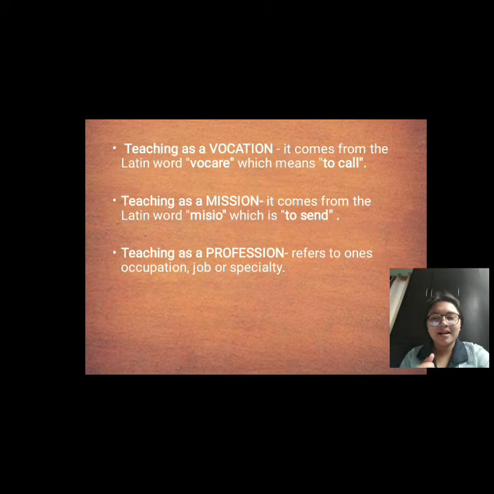That's the reason. And teaching is a mission. It comes from the Latin word missio, which is to send. Mission refers to something assigned, allotted, or self-imposed. Like for example, a teacher: every teacher has their own purpose and objective that they need to accomplish. Every teacher has a unique mission to accomplish. We are expected to contribute to the betterment of this world in our unique way.